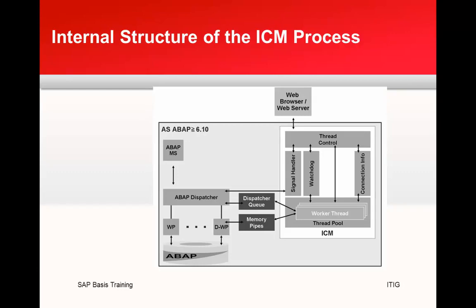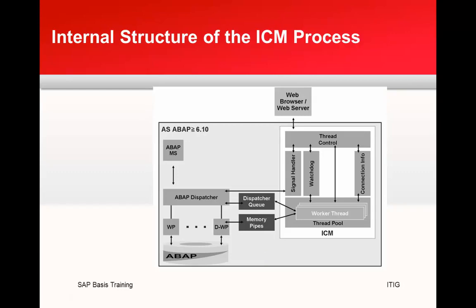Okay, signal handler. Basically it processes signals that are sent from the OS or other processes. Then we have the connection info over here. Connection info is basically a table with information for each existing network connection. Lastly, it's about the memory pipe. These memory based communication objects allow data transfer between ICM and ABAP processes.